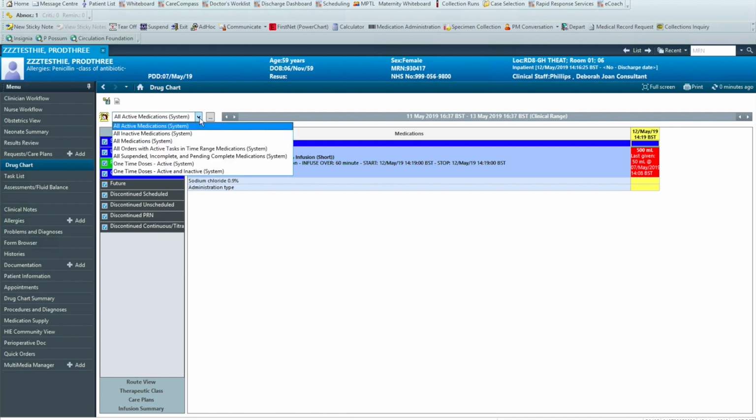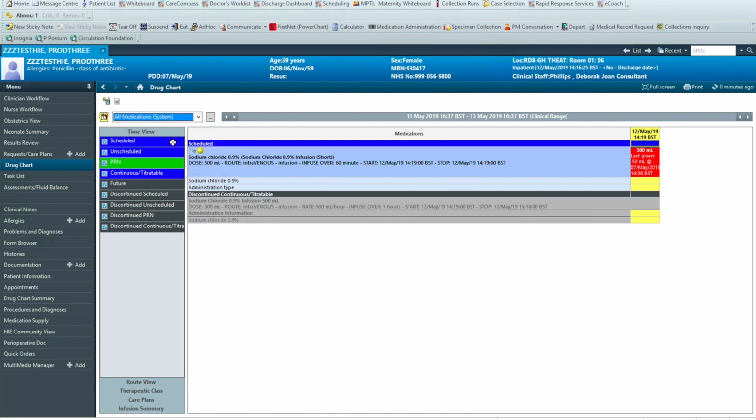I can only see this if I select all medication in the system, and we can see that it's been greyed out and automatically discontinued despite the fact it's not been given. Indeed, this happened exactly an hour after I prescribed it because it had not been given. So for your short infusions, be sure to use the short infusion order.